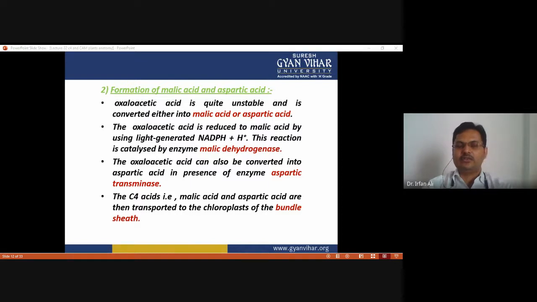Now the oxaloacetic acid can also be converted into aspartic acid in the presence of the enzyme aspartic transaminase. This is another enzyme by which oxaloacetic acid can be converted, because this enzyme is also present in the mesophyll chloroplast. So this is a transamination type of reaction. So the C4 acids are oxaloacetic acid, malic acid and aspartic acid.